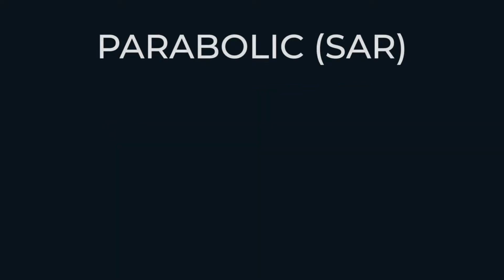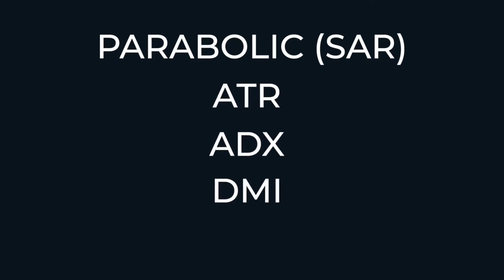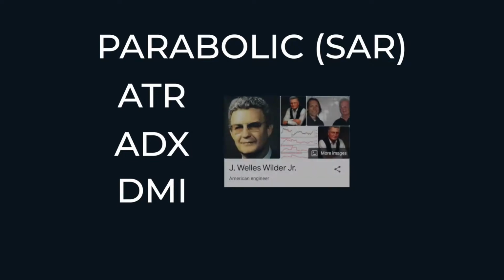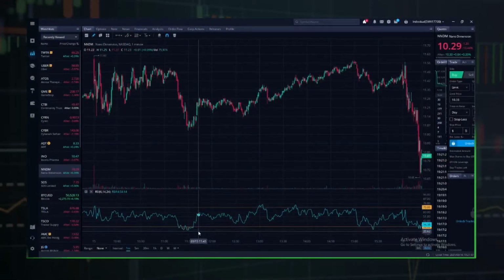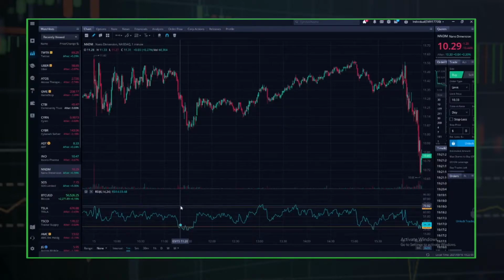So we already went over the parabolic SAR indicator, the ATR, the ADX, and the DMI, and these are all indicators that Welles Wilder invented. Another one that he invented was the RSI, and that is going to be the theme of today. So, RSI, it can show you oversold and overbought conditions in a stock or in the market.